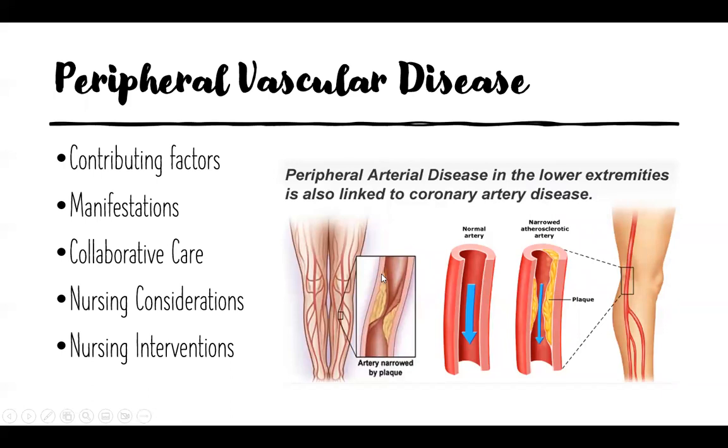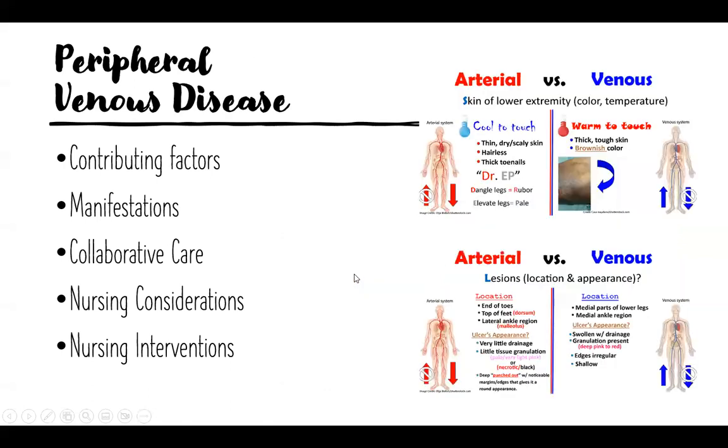Okay, let's continue now and talk about peripheral vascular disease. When we give the overall umbrella term of peripheral vascular disease, we're talking about peripheral arterial disease and peripheral venous disorders, okay? So when we say vascular, we're including the arteries and the veins. Okay, so let's take a look at this. I like this slide because it has cool pictures to show you the difference between arterial and venous. You've got to know these differences.